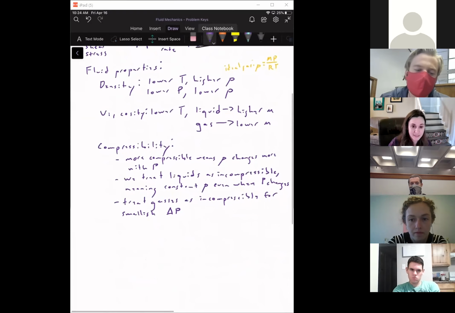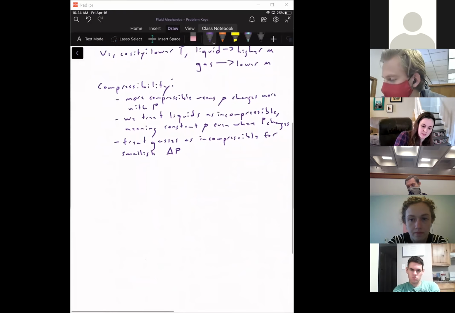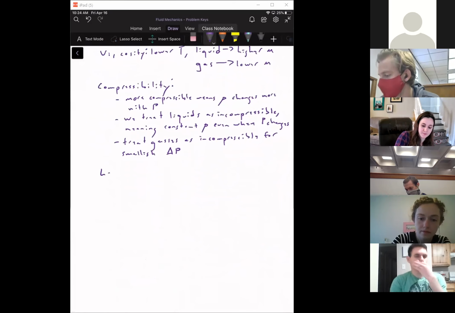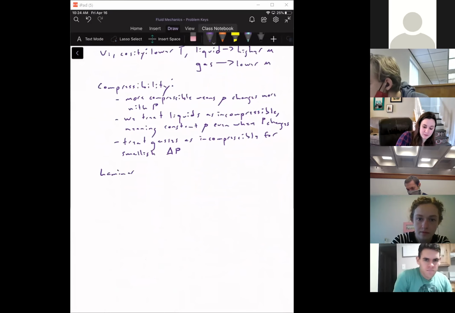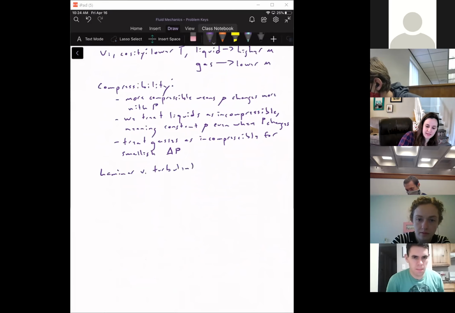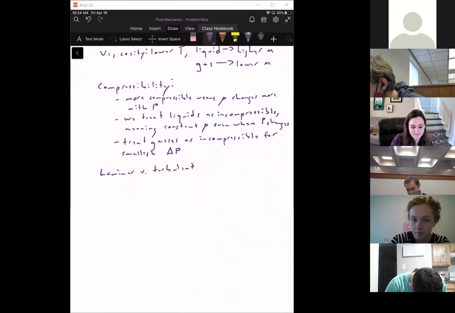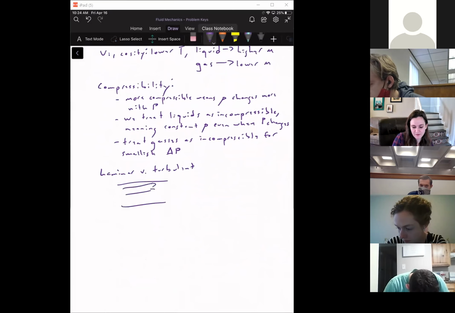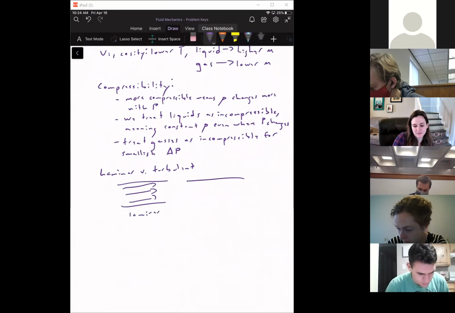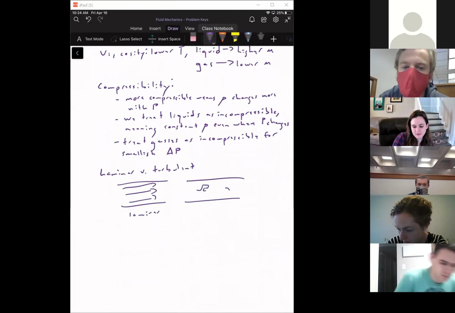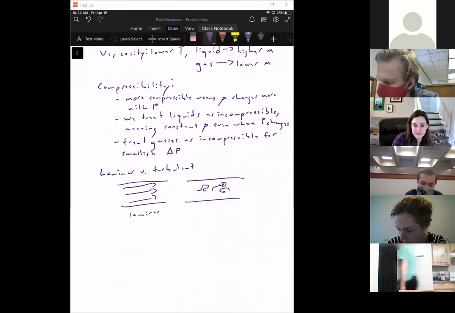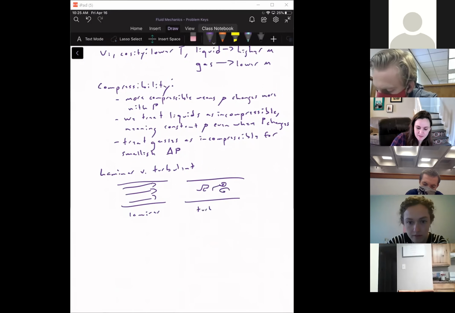Okay. All right, that's compressibility. Other basic things: we learned about laminar versus turbulent flow. I feel like this is something that has continued to be relevant through the whole class, so you all remember it. You all remember that laminar flow flows in layers, and turbulent flow does not.